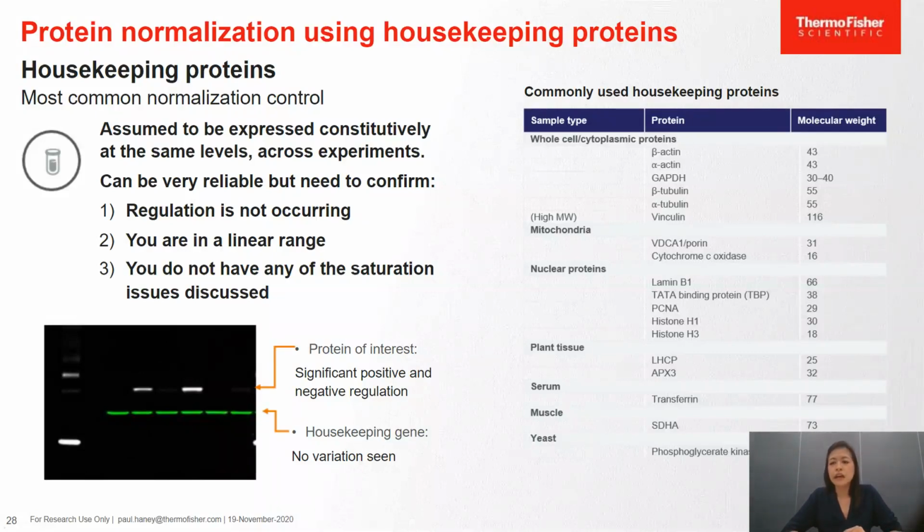However, to reliably use housekeeping proteins for normalization, it is necessary to validate that firstly, your housekeeping protein is not being regulated by the experimental condition, and secondly, that your housekeeping protein is within the linear range and not saturated.